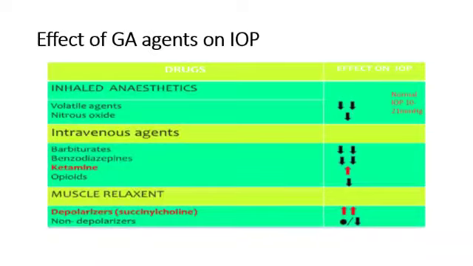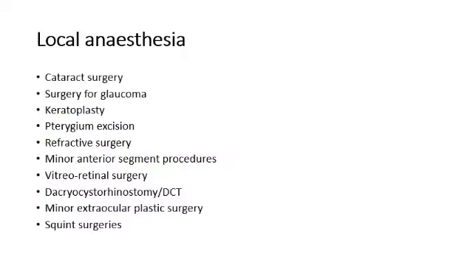So various inhaled anesthetics like these volatile agents and nitrous oxide reduce the intraocular pressure. Intravenous agents like barbiturates, benzodiazepines, and opioids reduce the intraocular pressure, whereas ketamine raises the intraocular pressure. This should be kept in mind. And muscle relaxants like depolarizers, that is succinylcholine, raise the intraocular pressure. The non-depolarizing agents either have no effect on IOP or lower the IOP.